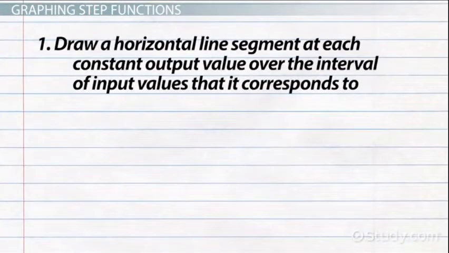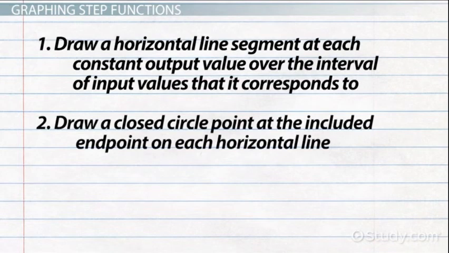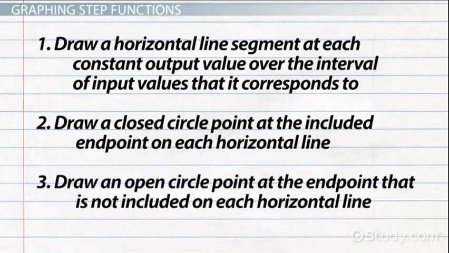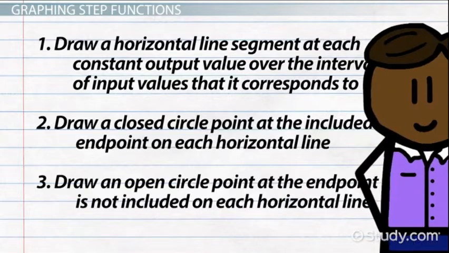1. Draw a horizontal line segment at each constant output value over the interval of input values that it corresponds to. 2. Draw a closed circle point, a filled-in circle, at the included endpoint on each horizontal line. 3. Draw an open circle point, a circle not filled in, at the endpoint that is not included on each horizontal line. Well, that doesn't seem so hard.